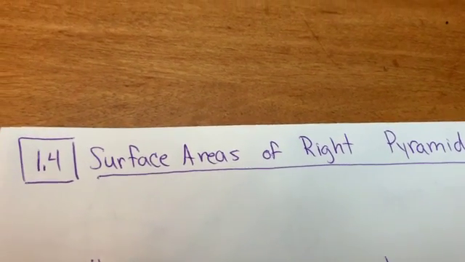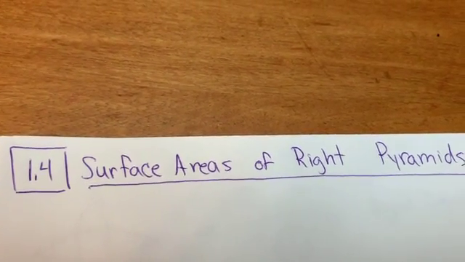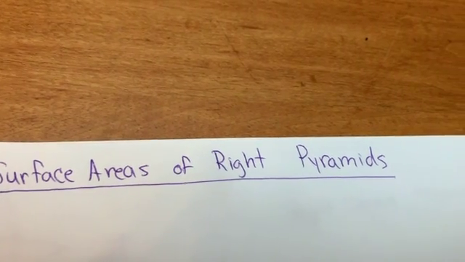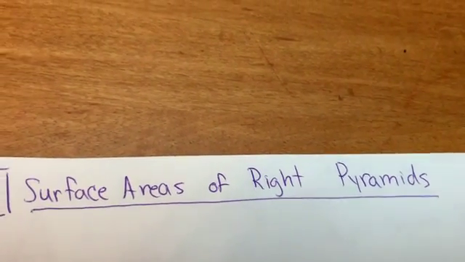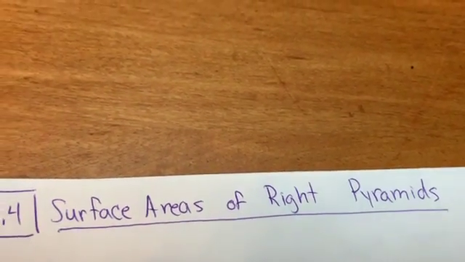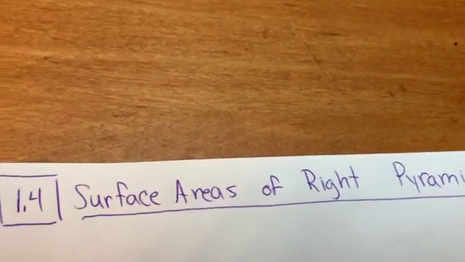Alright, Math 10s, this video comes out of lesson 1.4, which is called Surface Areas of Right Pyramids. And we'll actually also do right cones in a moment, but let's just talk about pyramids for this first one.